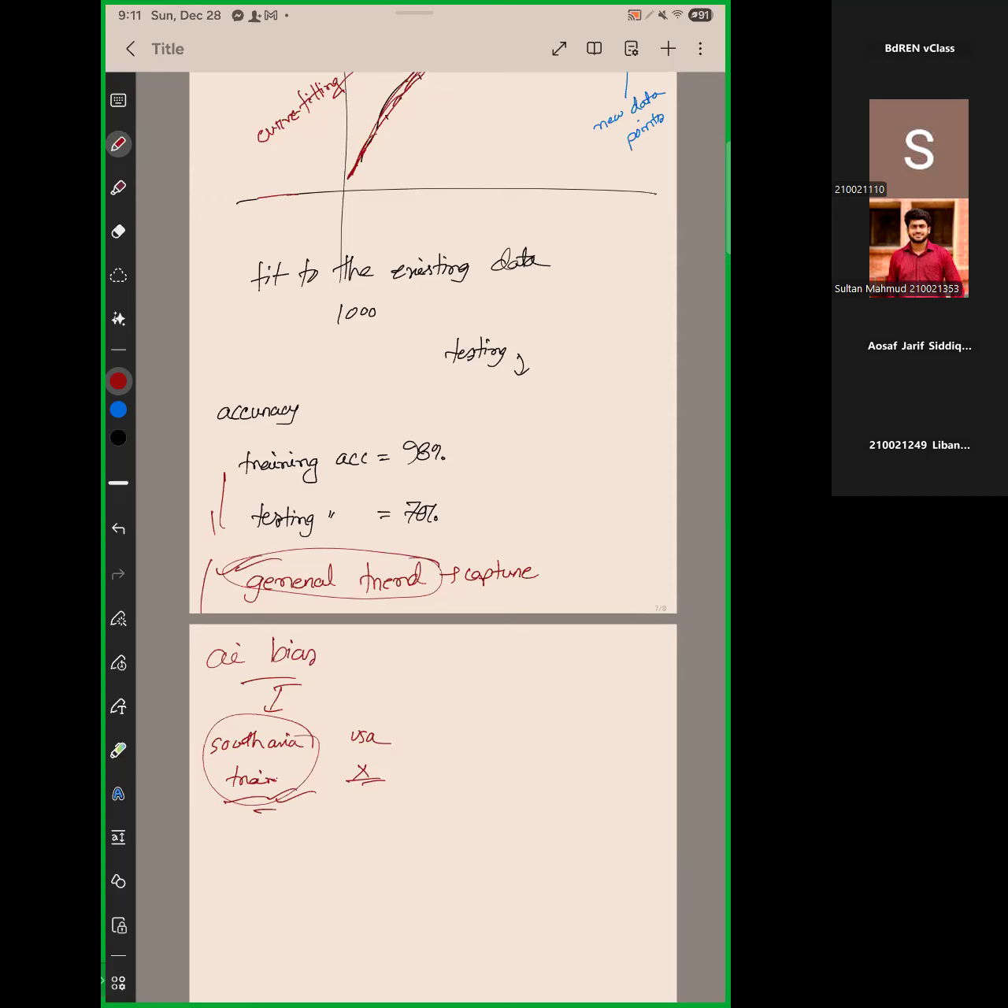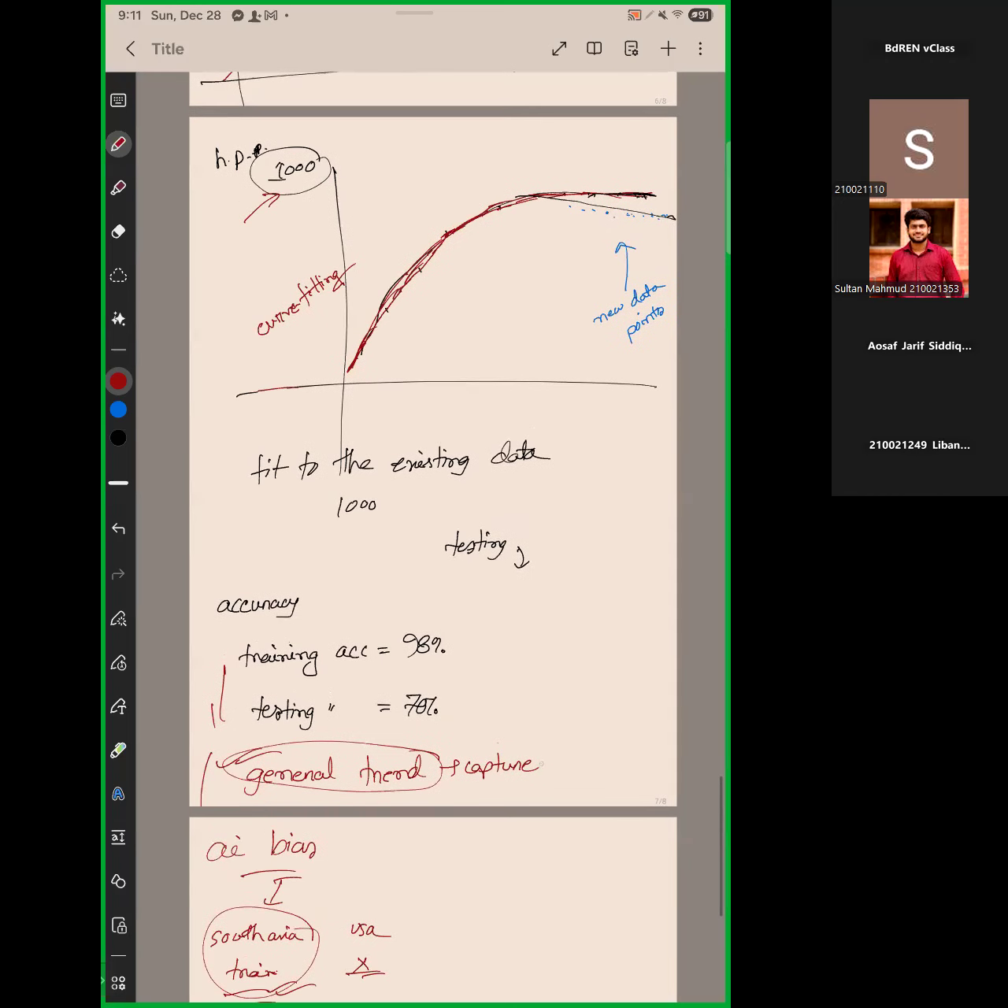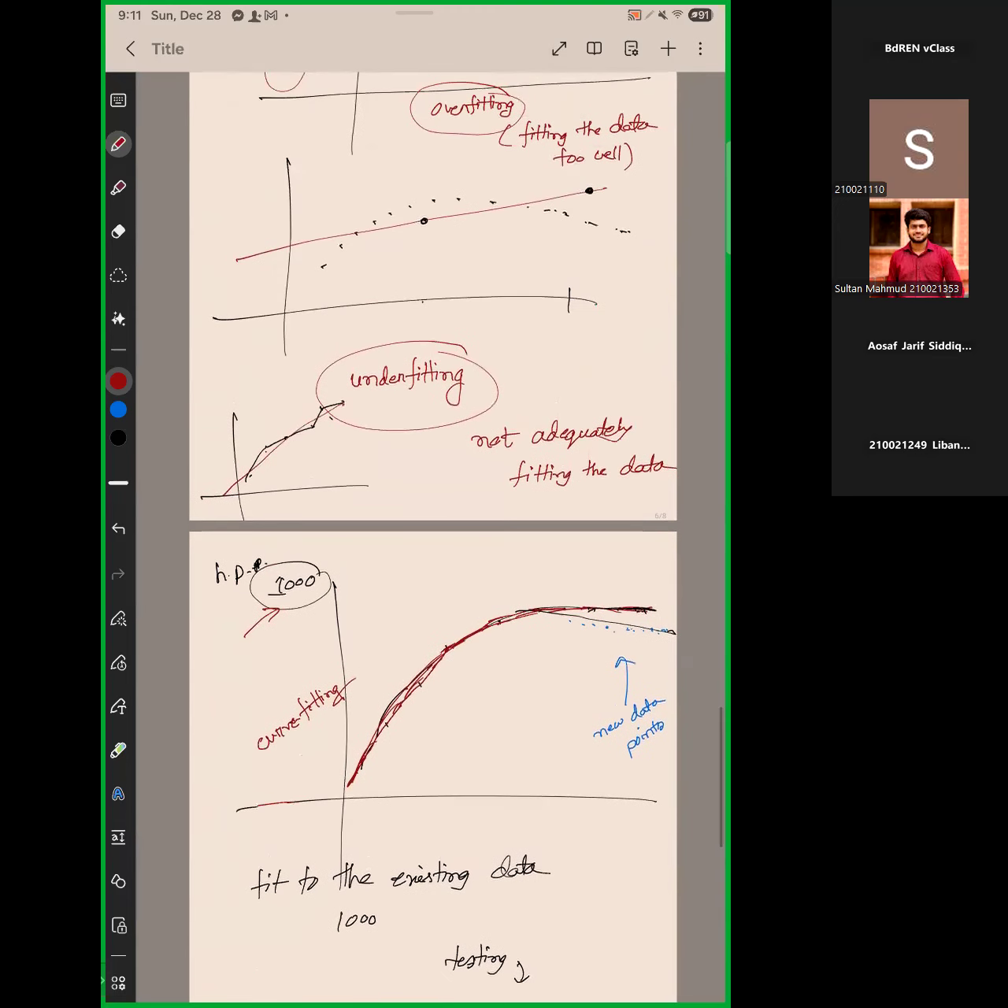So what we actually want is to capture the pattern from the training data, but not so much that we are directly overfitting the training data. This is what we call overfitting. It should not be so much that it is completely fitting everything perfectly to the training data. Did you understand what I said? Yes, sir.